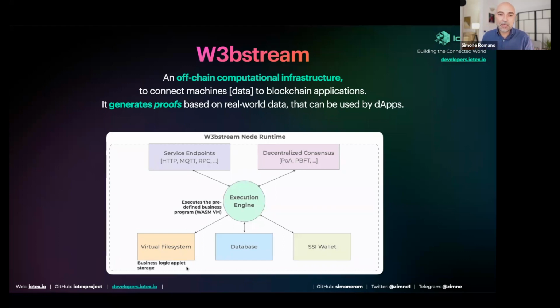Then the runtime will have a virtual file system, which is intended as virtual storage that WebAssembly modules will have access to. Your business logic will have some requirements to store and retrieve data during processing, and this virtual file system is what it can use. Then the runtime will also have some service endpoints, exposing network protocols like HTTP, MQTT, remote procedure calls, and other protocols based on what the application requires to communicate with the external world. For example, in our example, we will use the MQTT protocol to send data from machines to the Web3 Stream node.